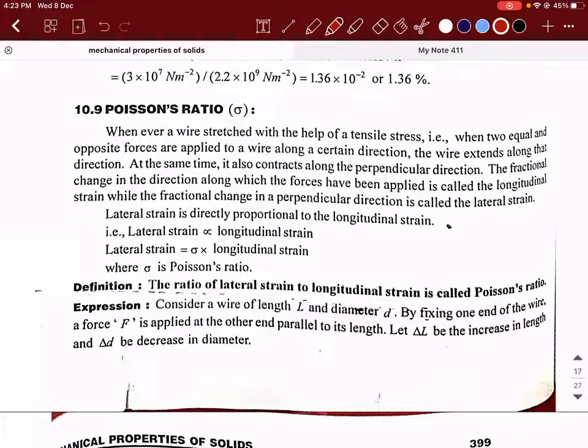So the next concept is Poisson's ratio. This has something to do with a wire when it is stretched with the help of tensile stress. So when a wire is stretched with the help of tensile stress, that is, when two equal and opposite forces are applied to a wire along a certain direction, the wire extends along that direction. Correct? Are you able to understand?